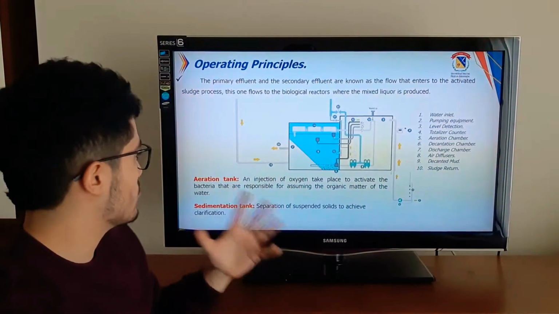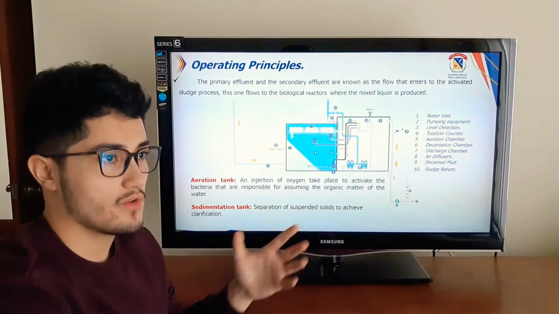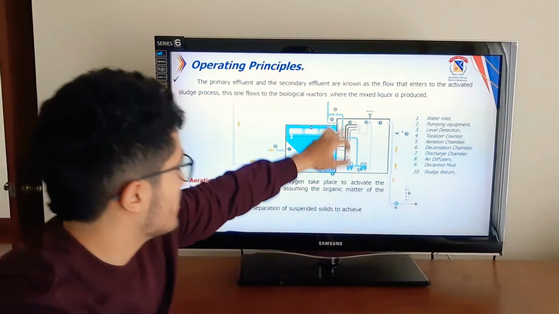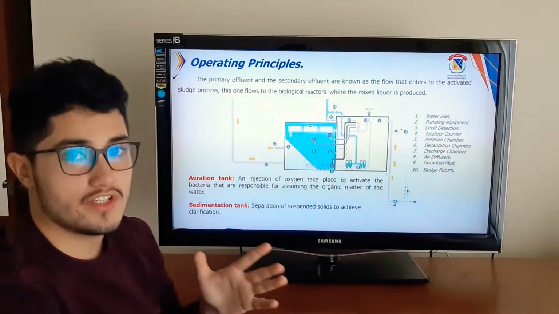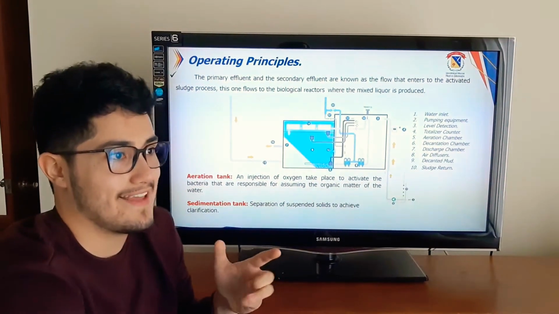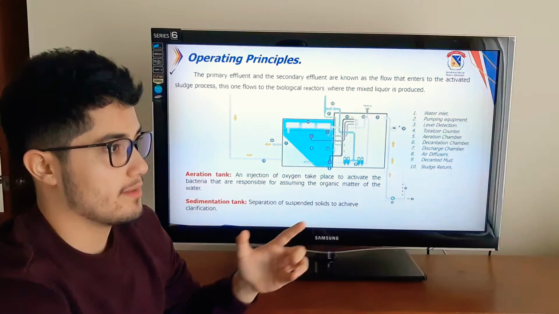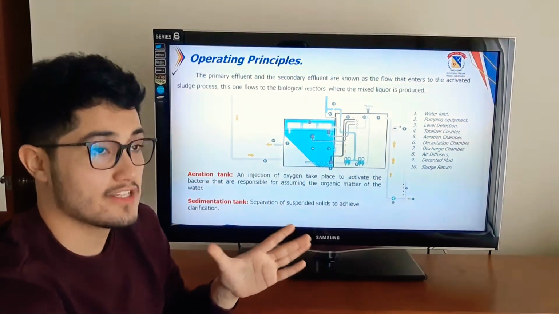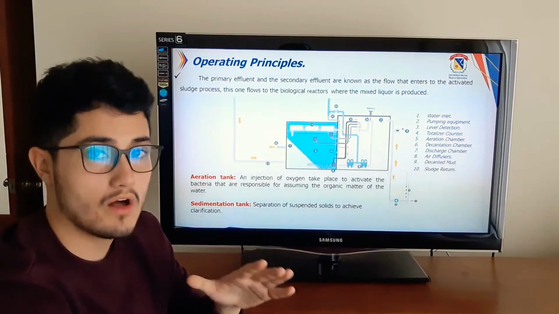So in all this process, the aeration process is so important. For that reason, we need an aeration tank. Over here in this place, an oxygen injection is produced, which is responsible for the activation of the microorganisms that are consuming the organic matter of the water.